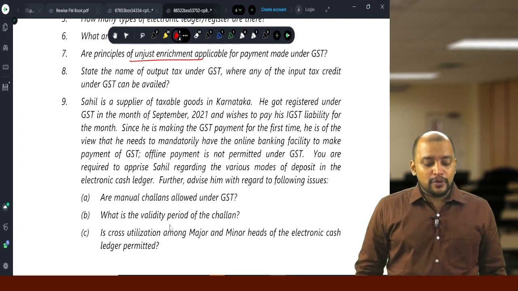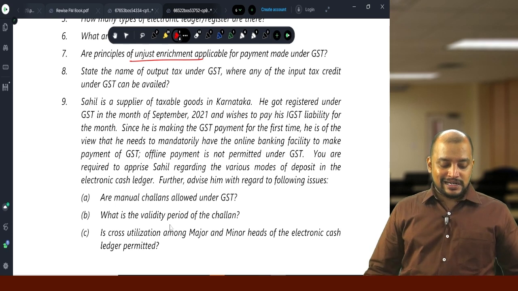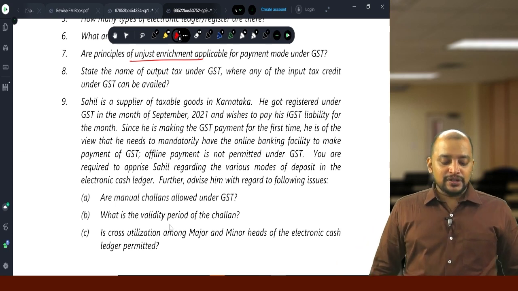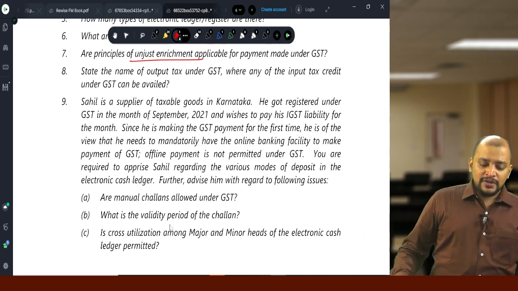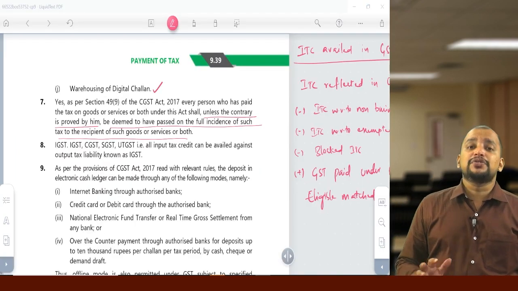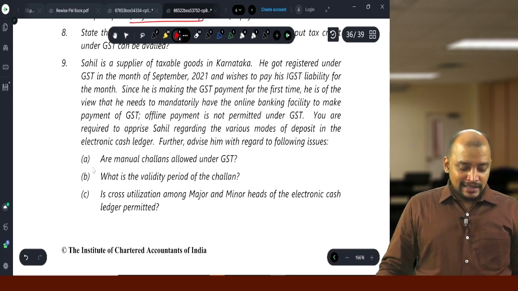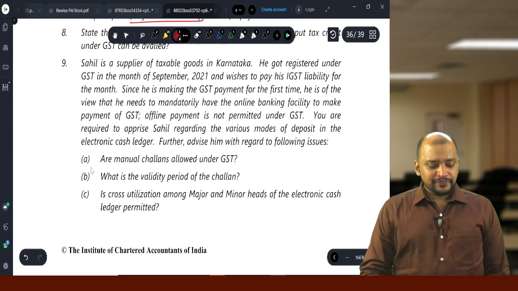State the name of output tax under GST where any of the input tax credit under GST can be availed. So that is IGST. We can use IGST credit for payment of IGST. We can use all the credits for payment of IGST. That is that. Then question number 9.